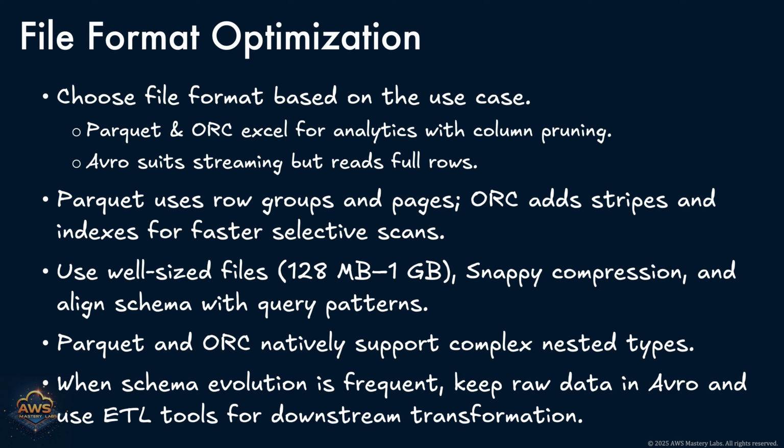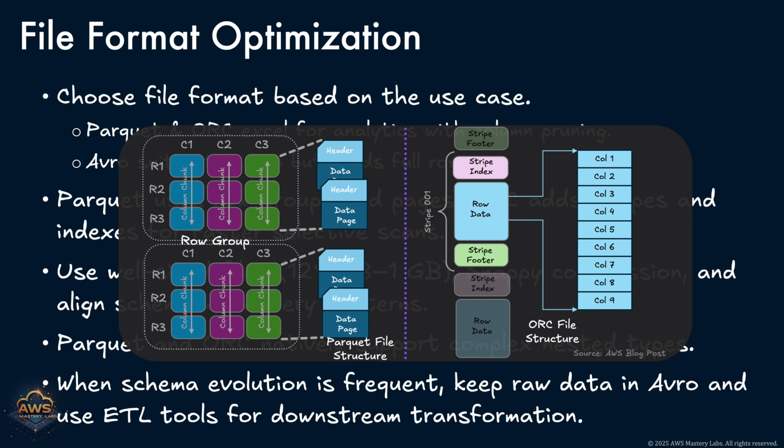For complex nested data, both Parquet and ORC natively support arrays, maps, and structs, making them ideal for semi-structured data analytics. If you're ingesting raw data in Avro, consider converting it to Parquet or ORC using ETL or Spark jobs for downstream analytics. Finally, Parquet is generally the best choice for Spectrum queries, with ORC as a strong alternative. Use Avro for ingestion and schema evolution, but convert to columnar formats for high-performance analytics.